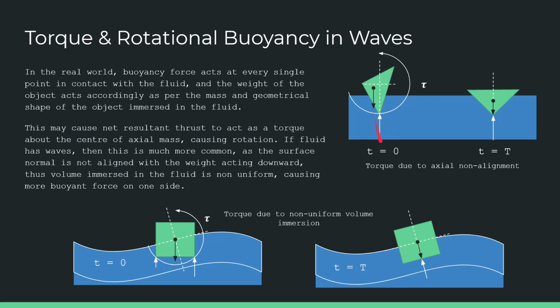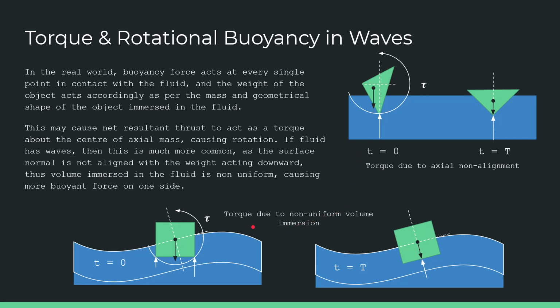This causes a torque about this particular axis, and it causes the triangle to rotate in an anti-clockwise manner here. This is because the white arrow, which denotes the buoyancy force, causes rotation in this direction. This torque leads to rotation, and finally at t equals T, which is a final time arbitrarily decided by the torque produced, it leads to what is called a stable equilibrium, where this particular weight vector acts exactly in line with the total buoyancy force. This torque due to axial non-alignment is the one which happens due to a non-uniform shape.